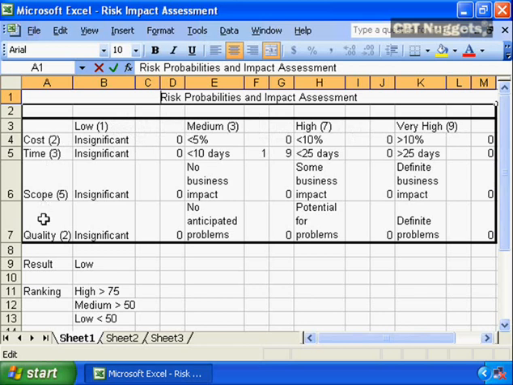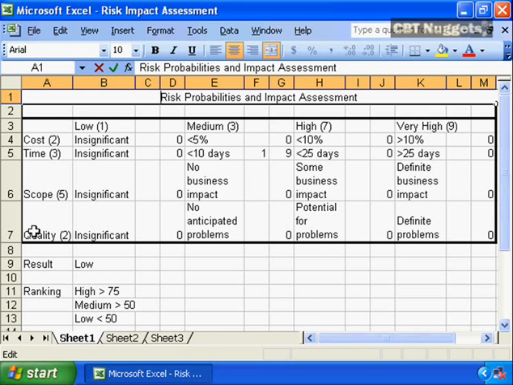And then I've defined the evaluation criteria that I'm going to evaluate the risks against. So cost, I've assigned a value of 2. Time, I've assigned a value of 3. Scope is the most important consideration for my stakeholder, assigned a value of 5. And quality is a value of 2.